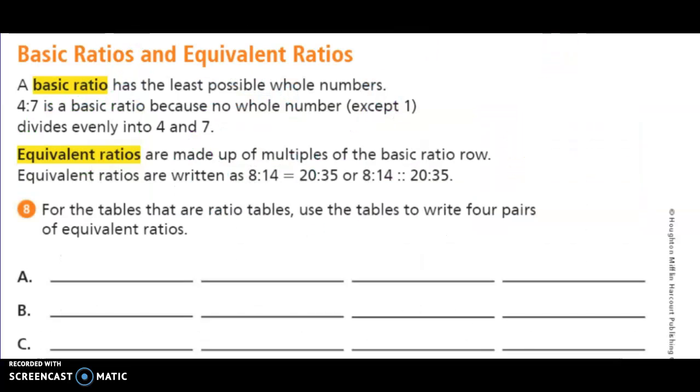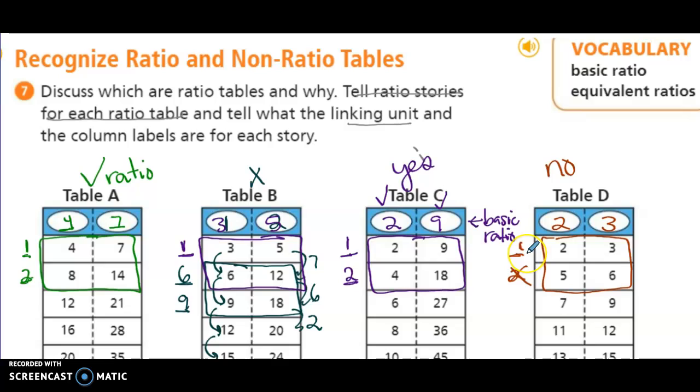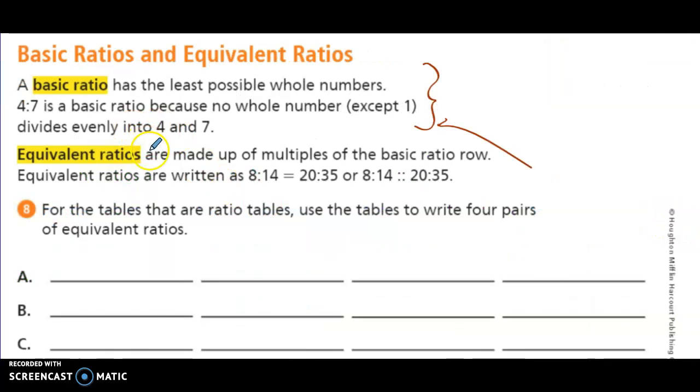A basic ratio, and this is an important thing to note, has the least possible whole numbers. In other words, that's what I was saying, where the greatest common factor is 1. That row in your table, wherever the greatest common factor is 1 and it's a for sure ratio table, that row is also your basic ratio. That is where the ratio is simplified or reduced, and the only common whole number factor they have is 1. That's the definition of a basic ratio. Then you can have all other equivalent ratios.